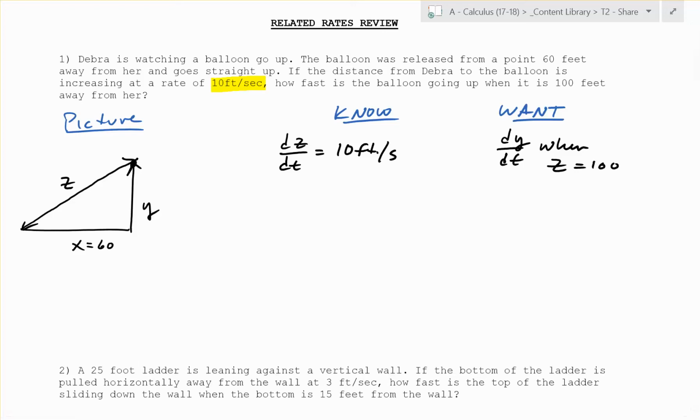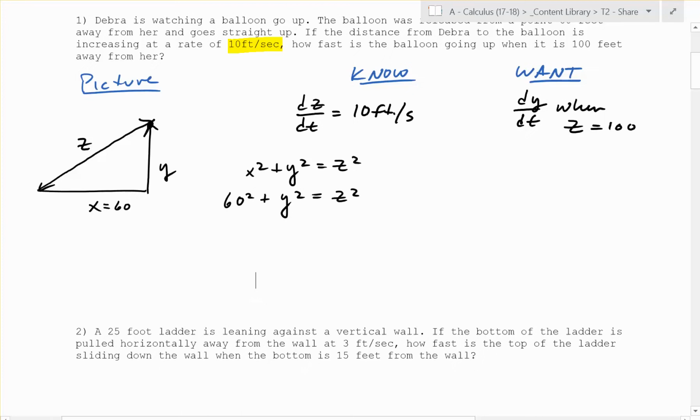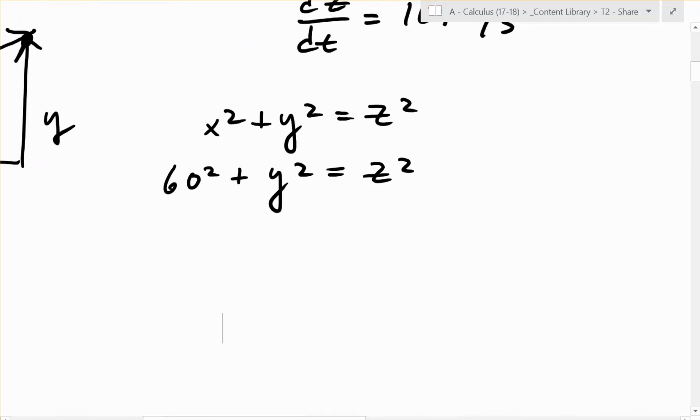So now we need the equation, and we know that is going to be x squared plus y squared is z squared. But one thing we know is x is 60 the entire time. So we can just say 60 squared plus y squared equals z squared. And I like doing it that way because it's easy to remember that since x isn't changing, that's going to be 0 when we take the derivative. So let's take the derivative, and we end up with 0 plus 2y dy dt equals 2z times dz dt.